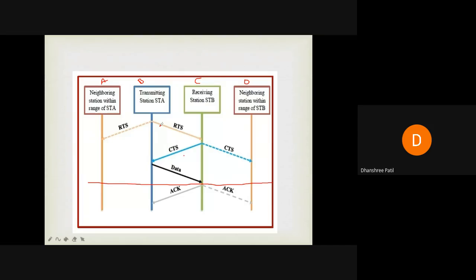So it is very simple wireless protocol, MACA and MACA-W.